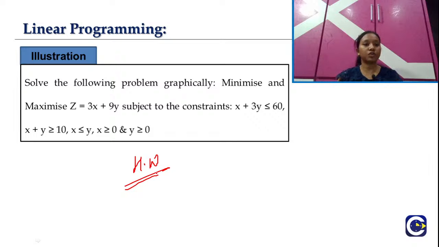So that's all for today's class of linear programming. We'll most probably have only one more session in this chapter, in which we'll discuss the different models of questions we can expect in linear programming. Right, so that's all for today.